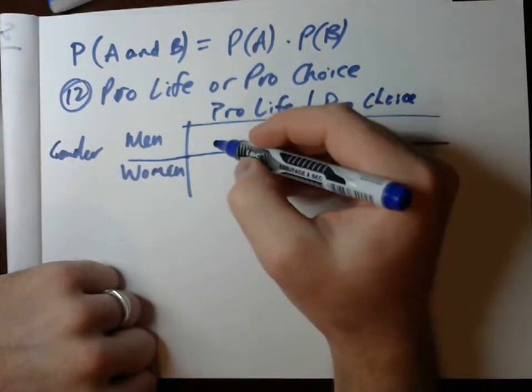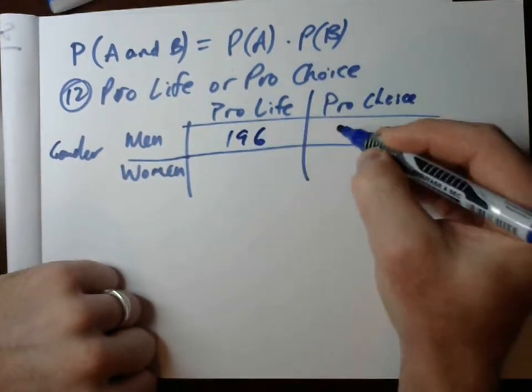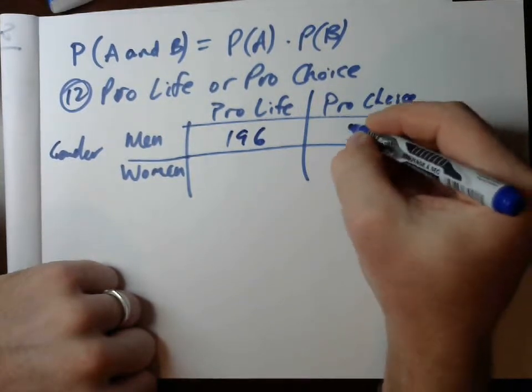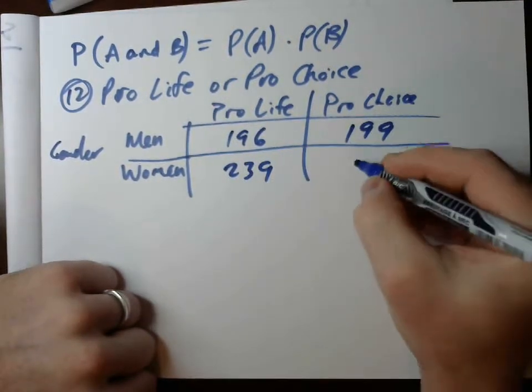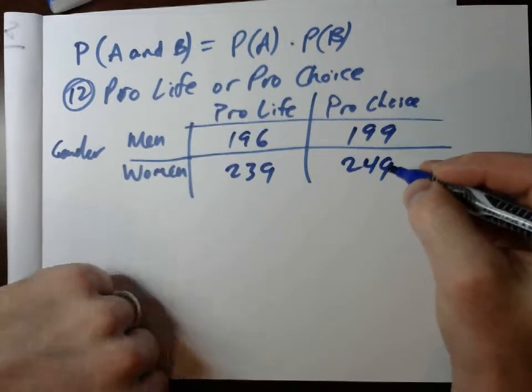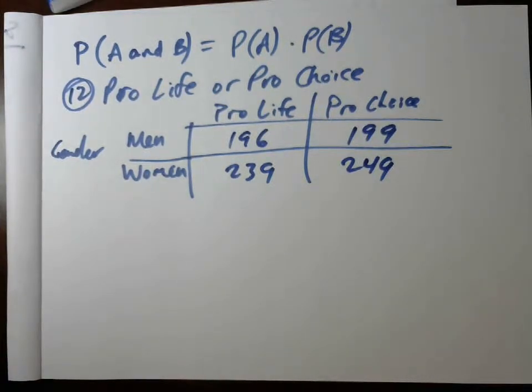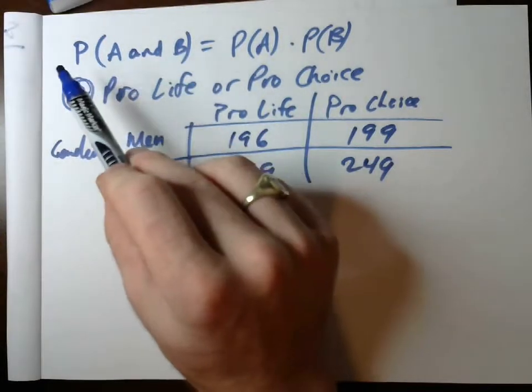Based off the sample, we at least found that we have 196, 199, 239, and 249. This is based off of the sample. This is not the expected amount that is claimed. So from this example, reading the problem, test whether an individual's opinion regarding abortion is independent of gender. The independence test is based off of this equation right here.